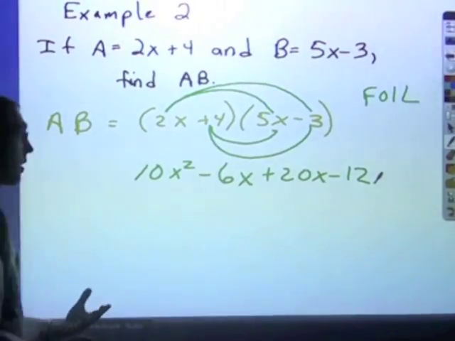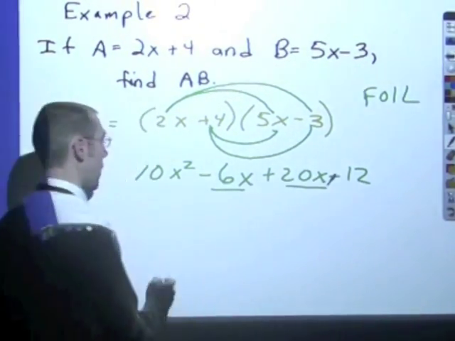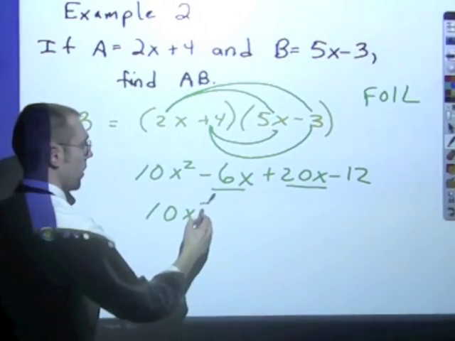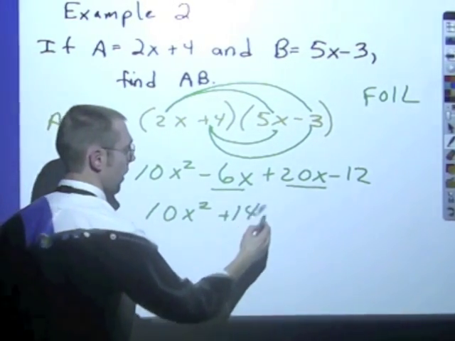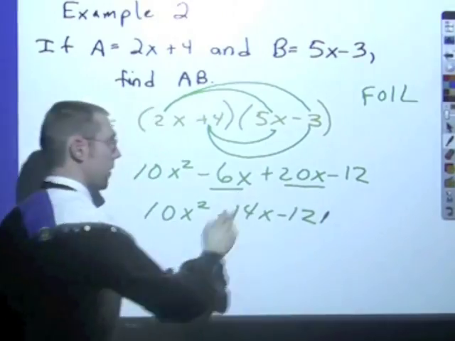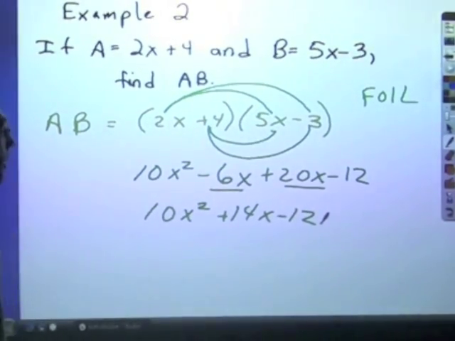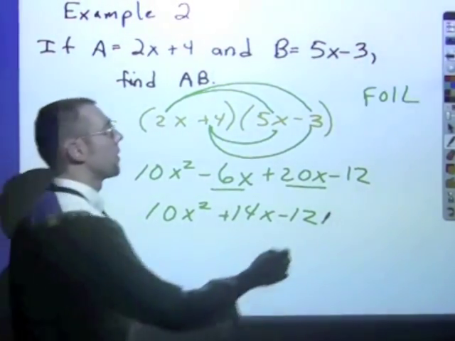Then, my strategy, underline like terms, do that. And I get 10x squared plus 14x minus 12. And I am done, D-O-N-E, with example 2.